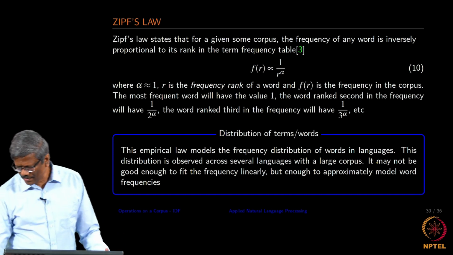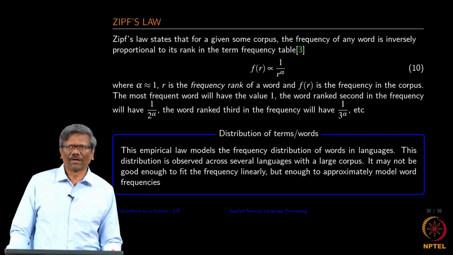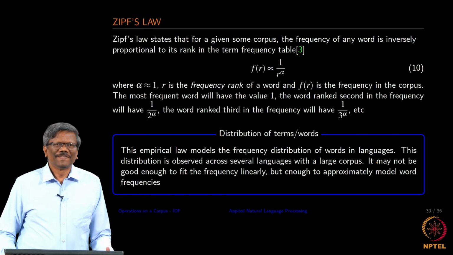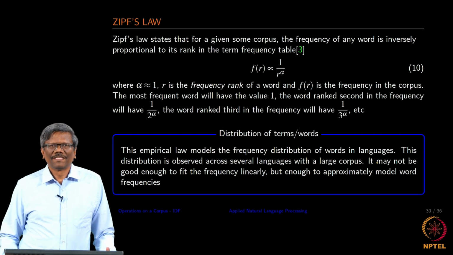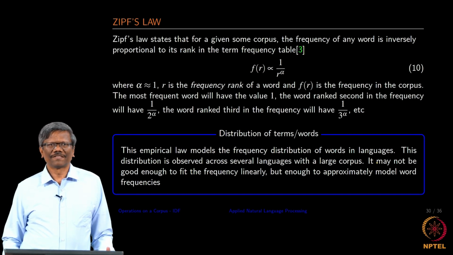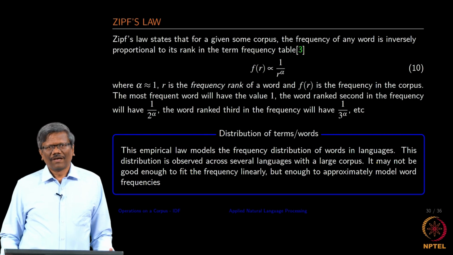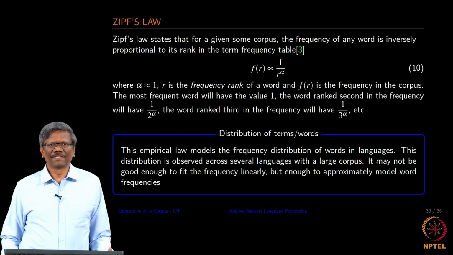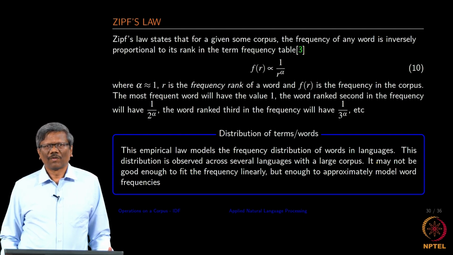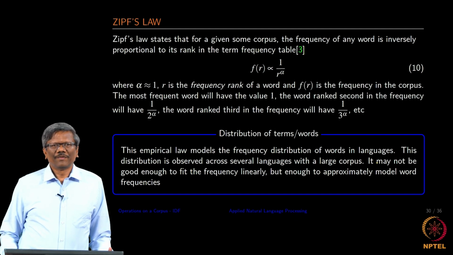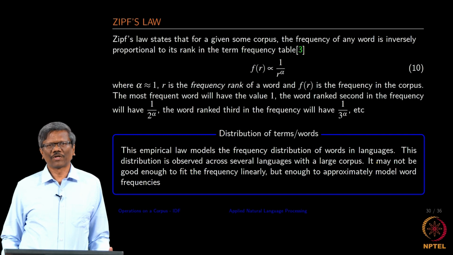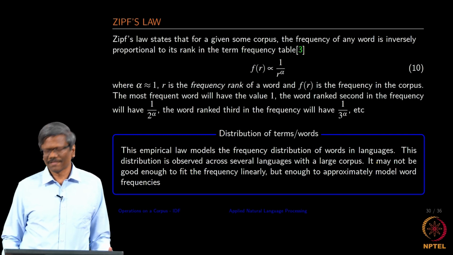So, let us look at another empirical law in natural language processing, which is called Zipf's law. Zipf's law states that for a given corpus, the frequency of any word is inversely proportional to its rank in the term frequency table. That means, if you have a word with a very high frequency, its rank would be equal to 1, right. And then if you take the second one in that rank, the frequency and the rank, if you multiply, should be the same as what you get for the first frequency and its rank.